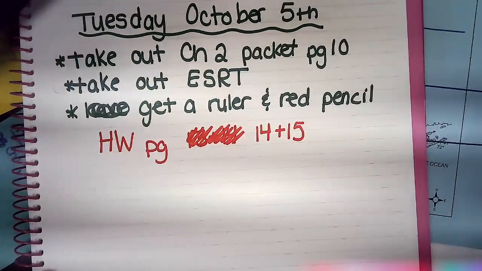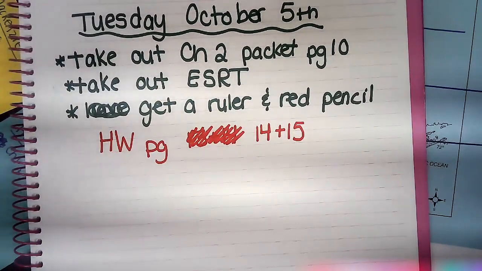So here's what you need to get out for today. You will need your chapter 2 packet. We're gonna do page 10. We will need our ESRT. You will need a ruler and a red or a bright orange colored pencil. They may have already been on your desk. If they are, you don't need a new one. If you don't have one, everything's up front here. So grab a ruler and a colored pencil.